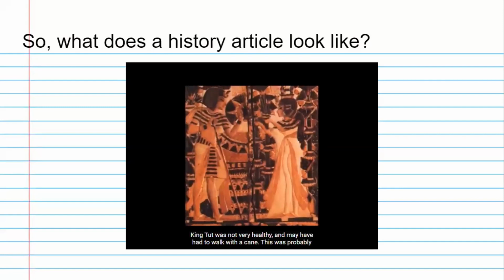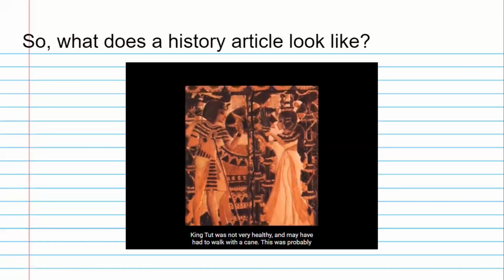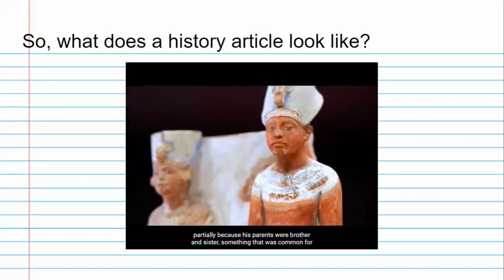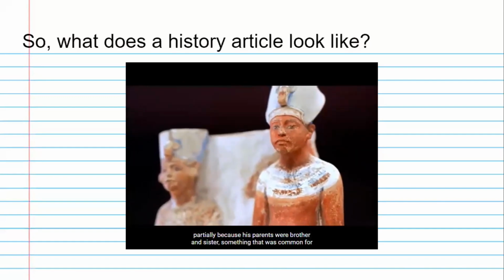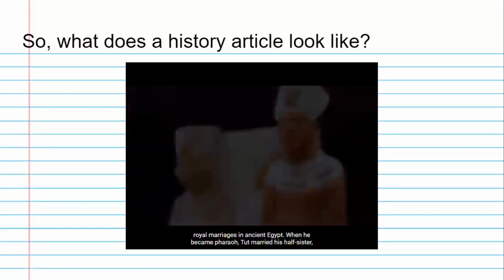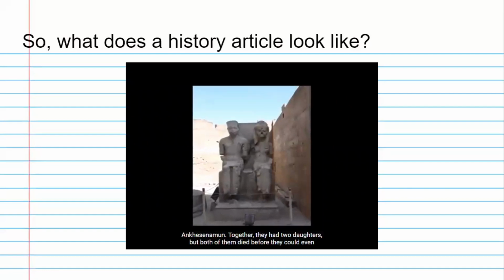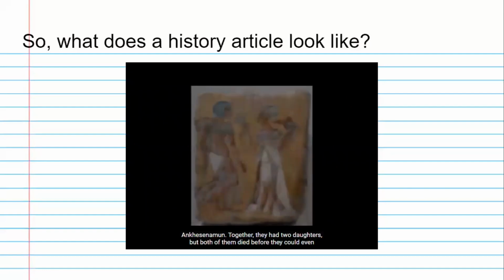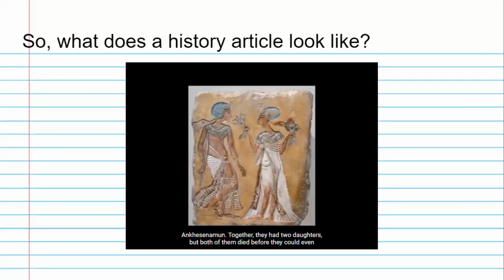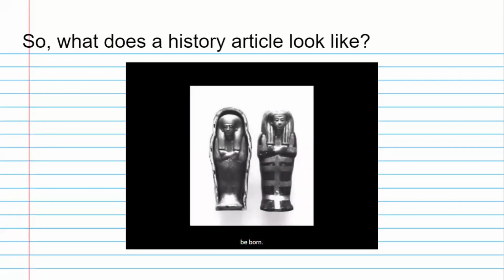King Tut was not very healthy and may have had to walk with a cane. This was probably partially because his parents were brother and sister, something that was common for royal marriages in ancient Egypt. When he became pharaoh, Tut married his half-sister, Ankhesenamun. Together, they had 2 daughters, but both of them died before they could even be born.